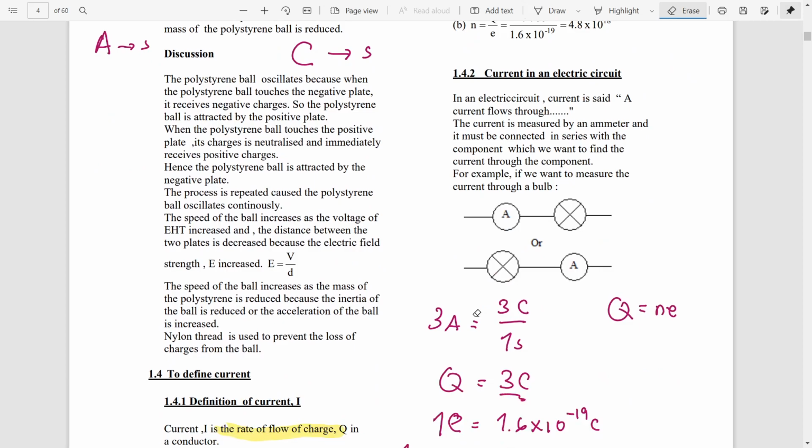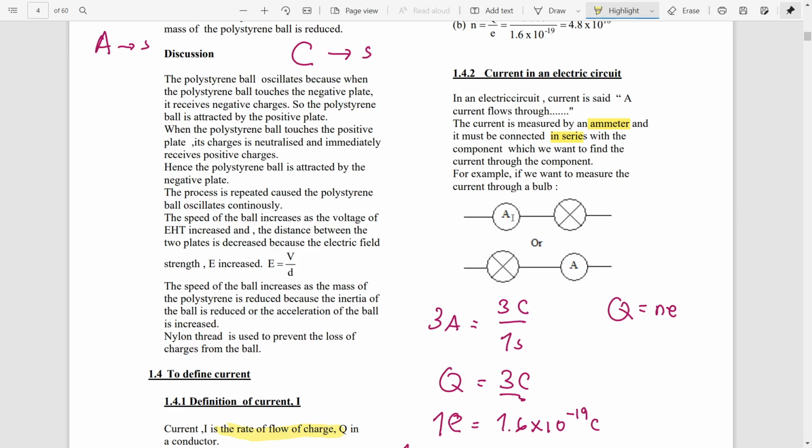Okay, next. Current in electric circuit. Okay, current in an electric circuit. This is also just revision. In an electric circuit, current is said to flow through. Okay, the current is measured by an ammeter. So this one, if you still remember, this is the instrument used to measure current, ammeter. Not ampere. Ampere is the unit. And it must be connected in series. Okay, ammeter is always connected in series.